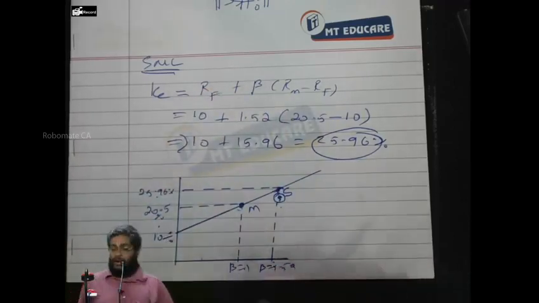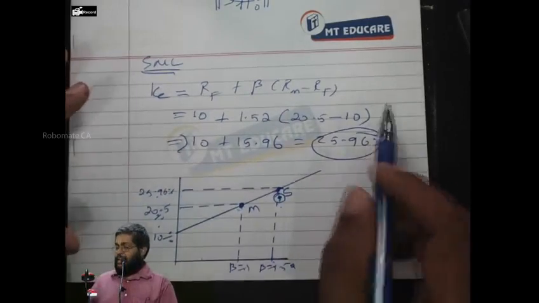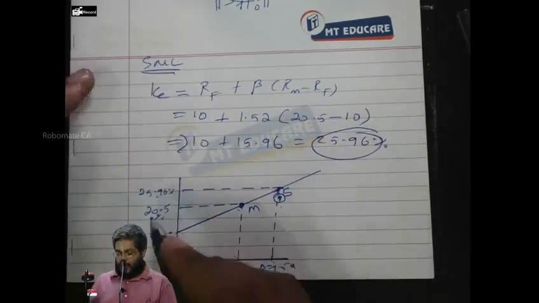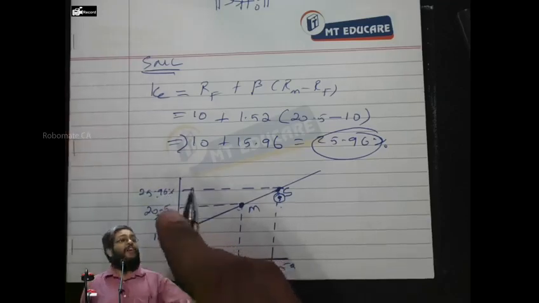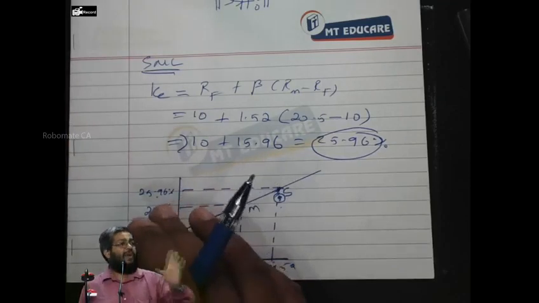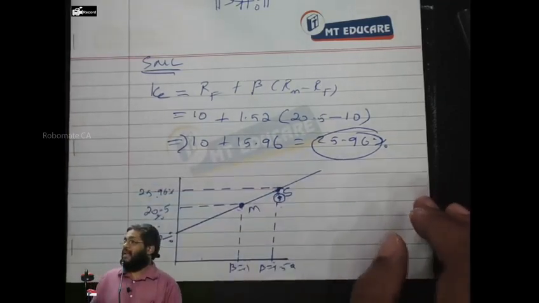Can I proceed further? The security gives me only 23.5 expected return, but it should have given me 25.96 for this risk. So I will be rejecting this particular SFL share for investment. Point number one, accepted. Can I proceed now?